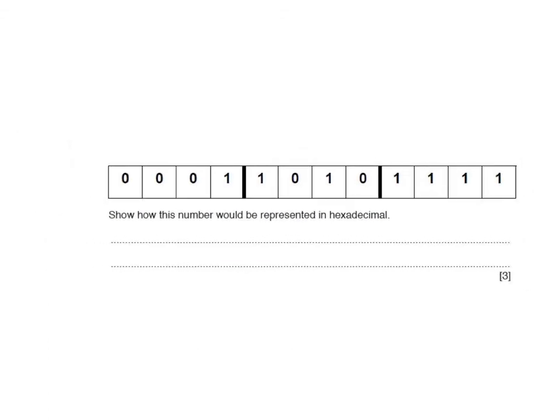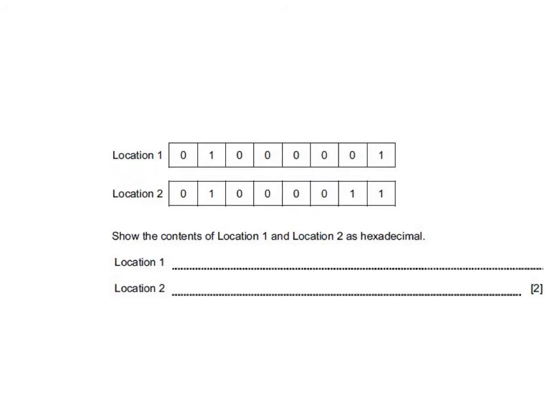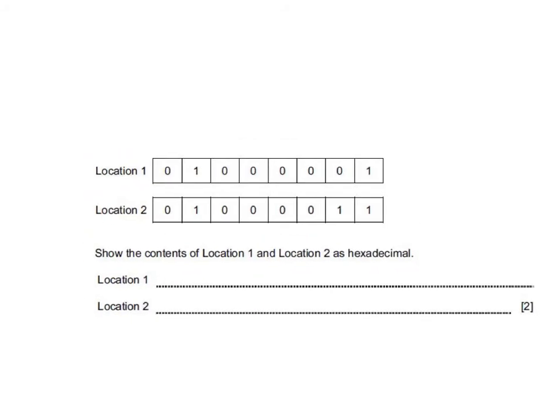Show how this is represented as hex. Well, that nibble there is 1. This is 1, 2, and 8, which is a 10, which is obviously A, and then F, which is the opposite of the question we just did. Show the contents of location 1 and location 2 as hex. You can see they just ask the same questions really all the time. So this is 3, and this is 1, 2, 4. So this one's 43, and this one is 41.